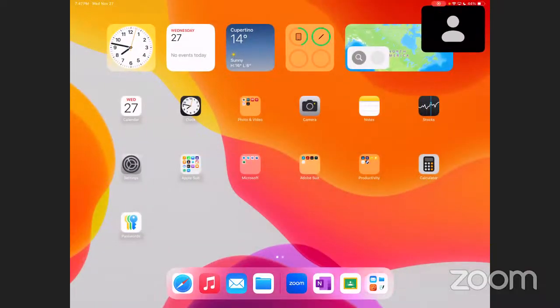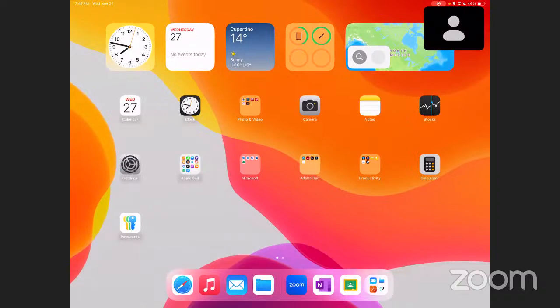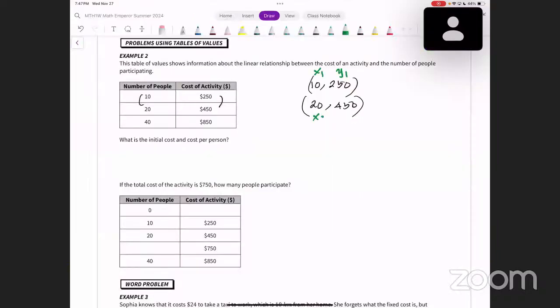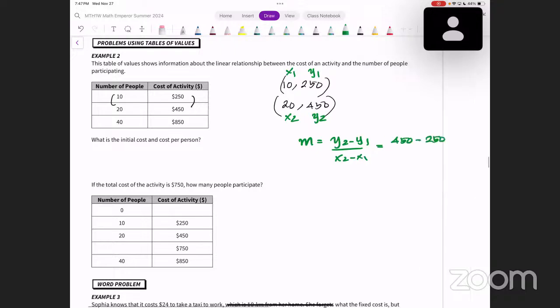Okay, pretty cool. So now, if I choose 2 points, x1, y1, x2, y2, the slope or the rate of change, m, is going to be y2 minus y1 over x2 minus x1. What is my y2? 450. What is my y1? 250. What is my x2? 20 minus 10, isn't it? So what is 450 minus 250? 200. What is 20 minus 10? It's 10. 200 divided by 10 is 20, isn't it? So the equation is going to be 20x plus b. Makes sense? Now we need to find b.